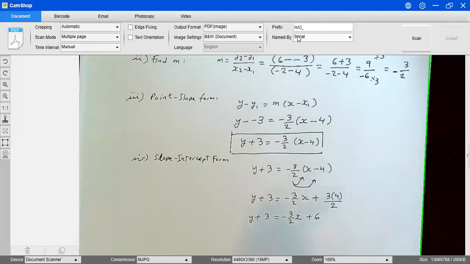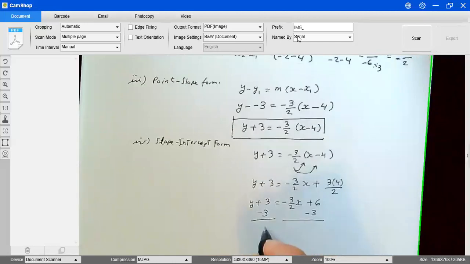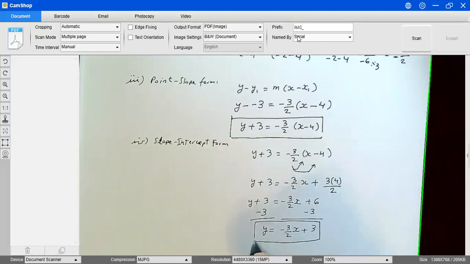Then the final step is solving for y. So to isolate y, we need to remove this positive 3 with a negative 3 here. So we're going to get y equals negative 3 over 2x plus 3. And that is going to be the slope intercept form.